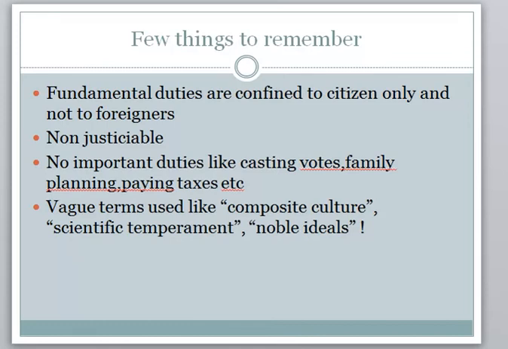Okay, then there are some vague terms used in the fundamental duties like composite culture, scientific temperament, and noble ideas. See, in India there are so many people who are uneducated. So it is quite difficult to explain to them what the meaning of composite culture or scientific temperament or noble ideas is. So some people criticize it, saying that we should not include these types of words under the fundamental duties.